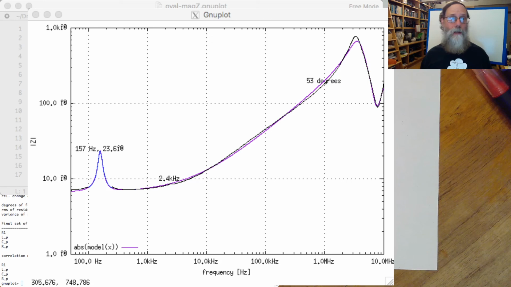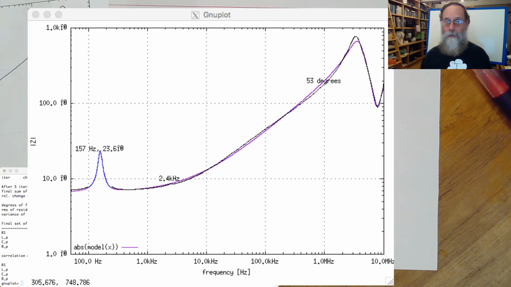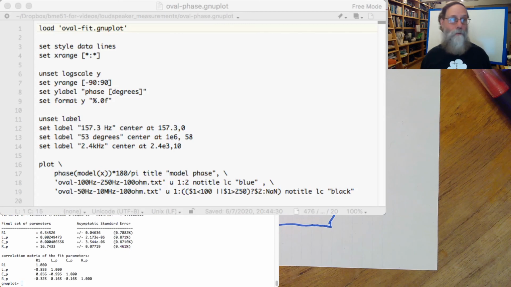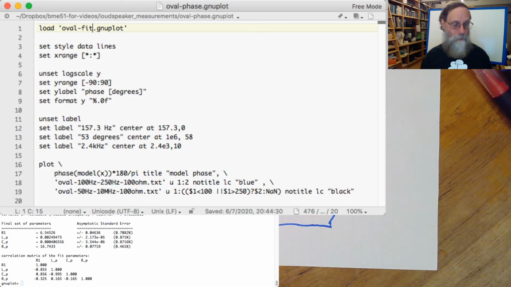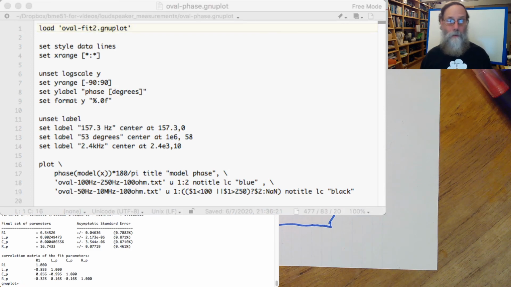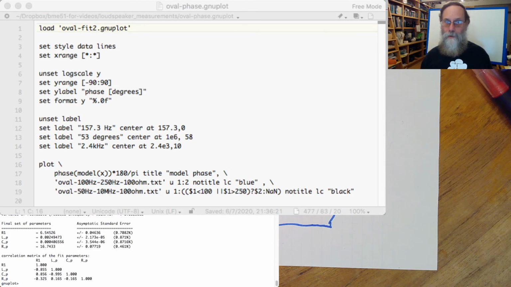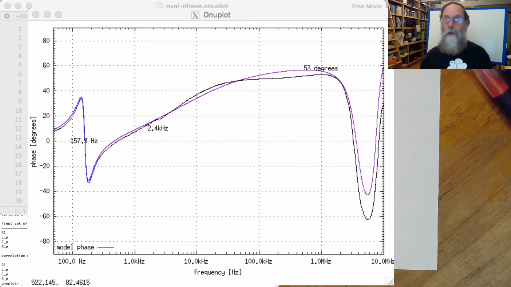We can do checking the phase again also. So let's hide that plot and bring up the phase. We have to edit that to do oval fit 2 also. And now we can go back to GNU plot and load oval phase. And it does the same fit as it just did. And if we look at GNU plot, we've got a decent fit here. Pretty good fit given how few parameters we've got.